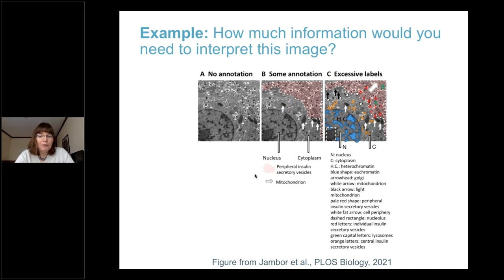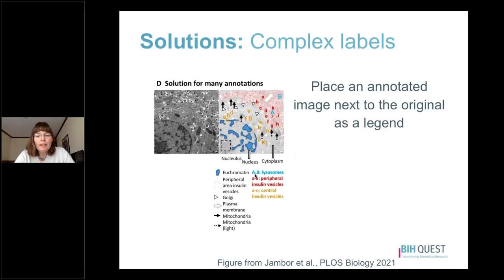Now, sometimes you might need this level of labeling to help a researcher or a reader understand your research question and see how the image answers that research question. So what do you do in this case? Well, here's the solution for complex labeling.